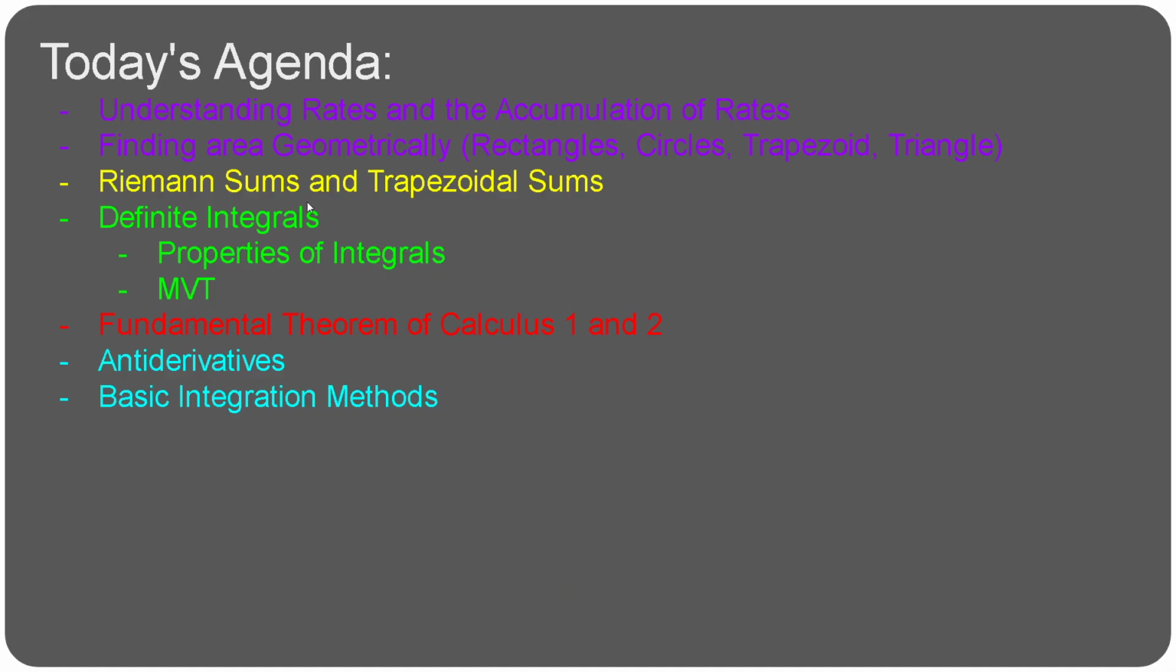Alrighty, so today's agenda. First we're going to start off with understanding rates and what it means to accumulate something. It's pretty conceptual. I think it's relatively easy to understand just conceptually. Then we're going to understand finding area geometrically, and we're going to talk about Riemann sums and trapezoidal sums. It's not necessarily a calculus concept, but at least for calculus AB and calculus BC, you use Riemann sums.